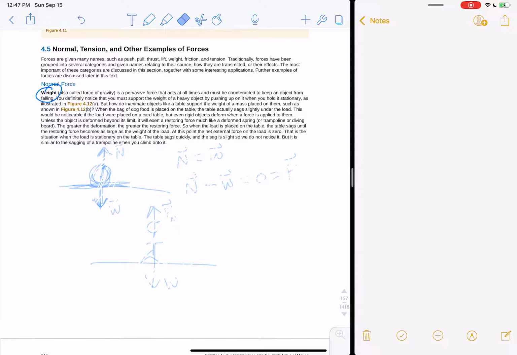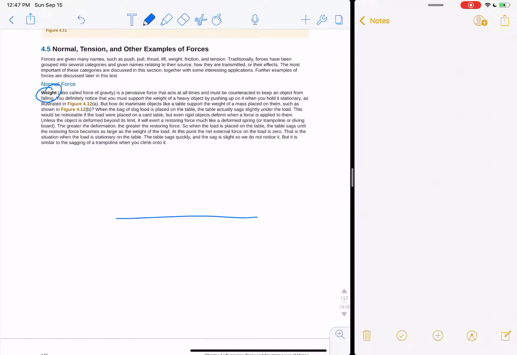Okay, so why do balconies collapse? That is when you have too many people partying on a balcony, and all of their weights. Let's say this normal force, every time you add one, so let me draw this again.